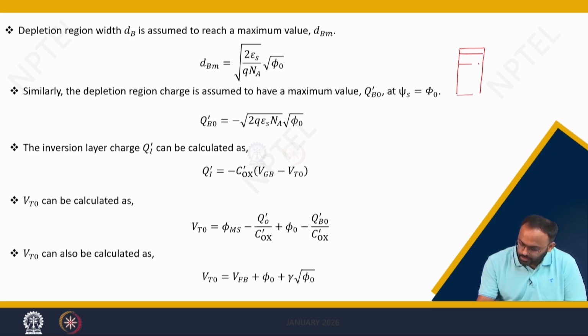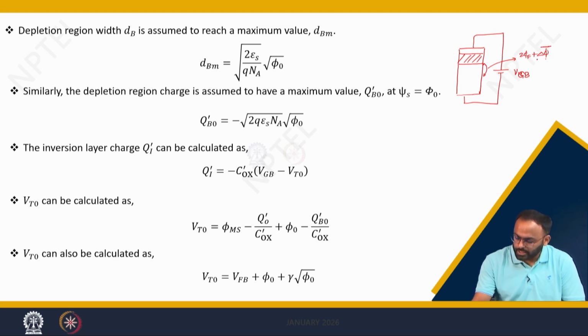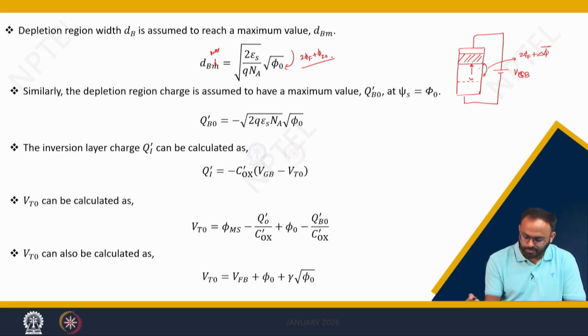Where we actually said that when your MOS structure is like this and you are applying a gate voltage, the gate voltage value VGB is such that the surface potential here reaches 2 phi f plus some delta phi. That delta phi amount causes much more depletion, and hence you will attain a maximum depletion width, and that's what we are calling dB max. So the maximum depletion width corresponds to what? Phi naught, where phi naught is nothing but 2 phi f plus phi z0 or delta phi.